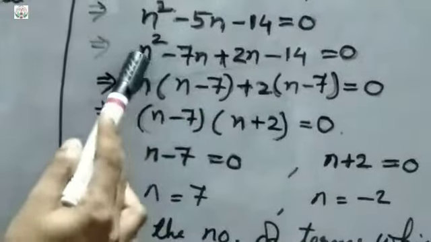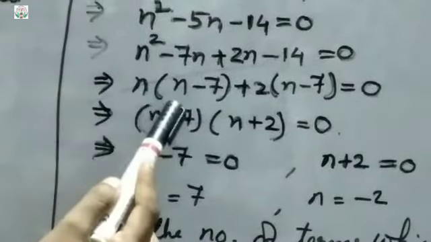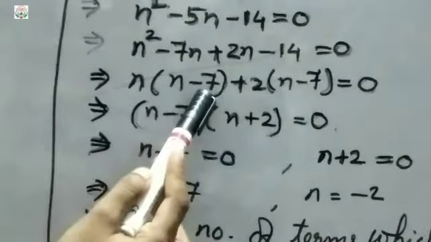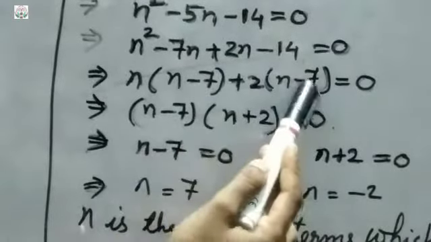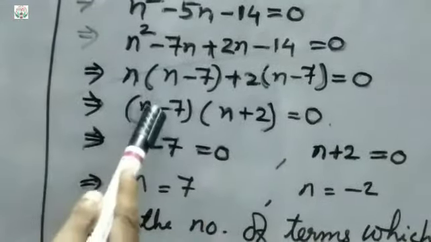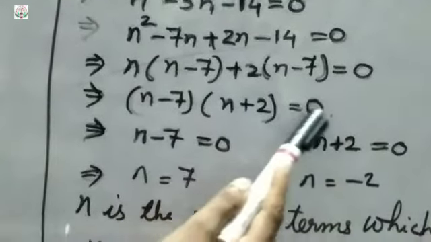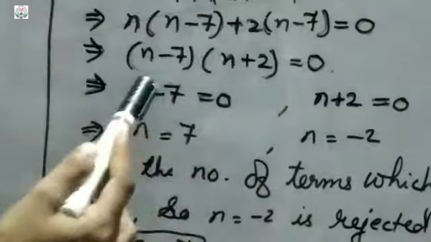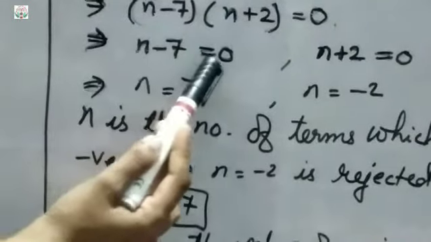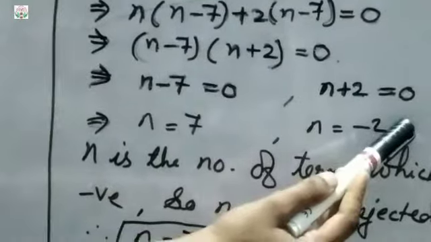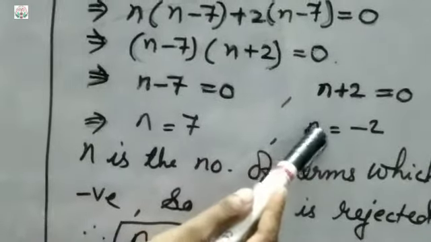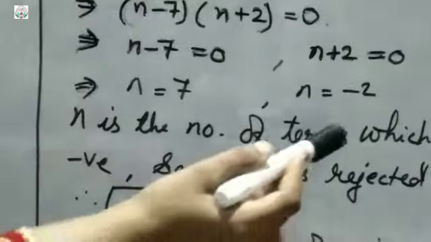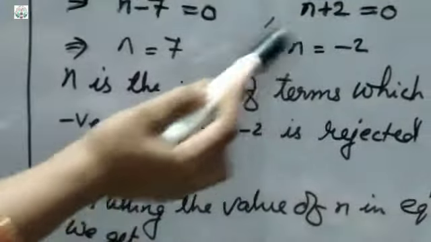Now take common for these two terms: n is common. When n goes out, what is left out? n minus 7. In these two terms 2 is common, so plus 2 into (n minus 7) equals 0. So (n minus 7) into (n plus 2) equals 0. Now individually we will equate each with 0. So n minus 7 equals 0 and n plus 2 equals 0. So n equals 7 by transposing, and here n equals minus 2. You know that n is the number of terms, and the number of terms cannot be negative. So we will reject this negative value.